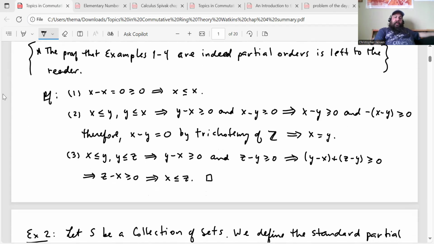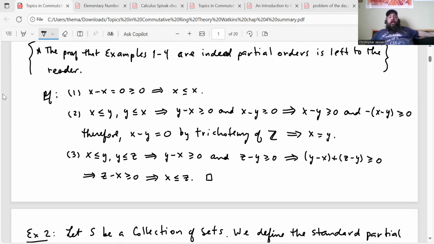So let's show that this is a partial order on the integers. Maybe I won't belabor it, but obviously x minus x is 0, so x is less than or equal to x. Two, x less than or equal to y and y less than or equal to x implies y minus x is greater than or equal to 0, and x minus y is greater than or equal to 0. Therefore, x minus y is 0 by the trichotomy of the integers, which implies that x is y.